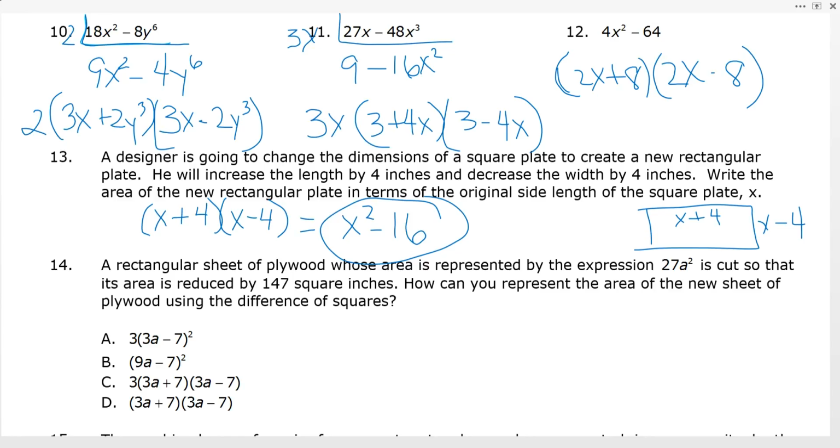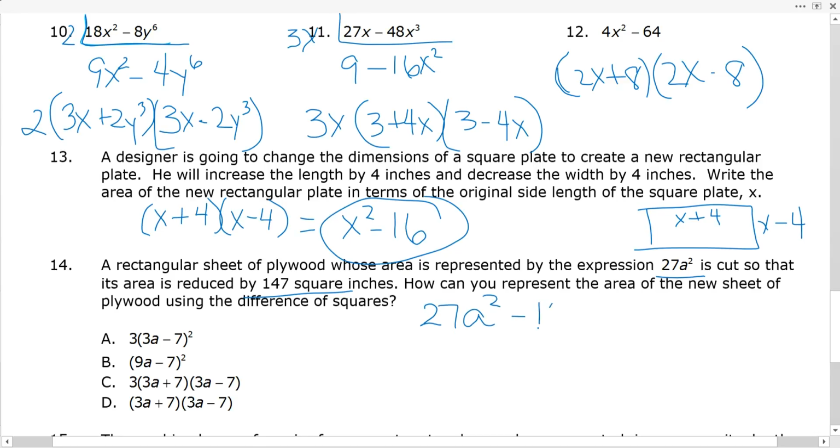This one, ooh, and number 15. These all made me frustrated. Okay, so here's my area, and it's reduced, which means I'm going to subtract 147. So I have 27a squared minus 147 is my new area.